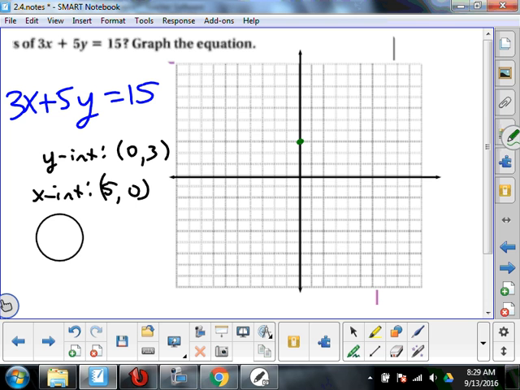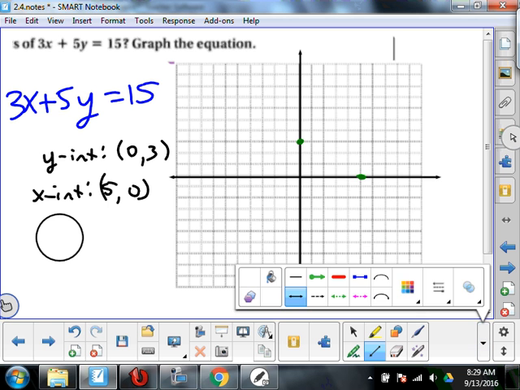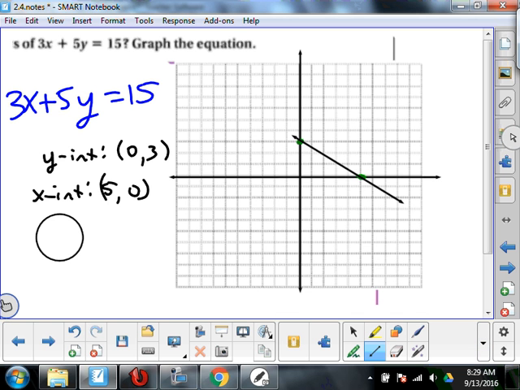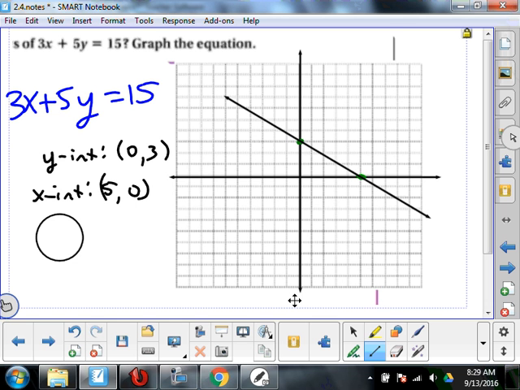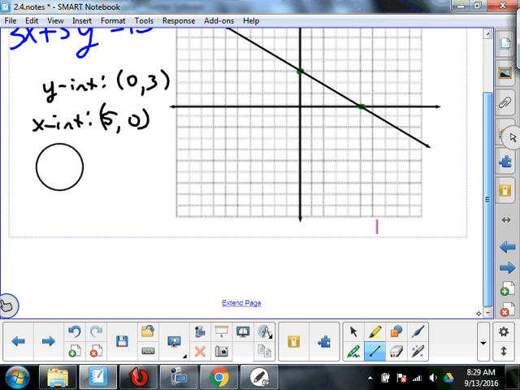1, 2, 3, 4, 5. The line goes like this. What about my slope? Is my slope positive or negative? Slope's negative. Could I write that equation in slope-intercept form? Let's try that, and then that's it. Let's try to write that equation in slope-intercept form.